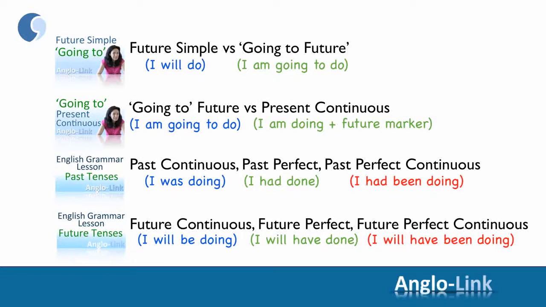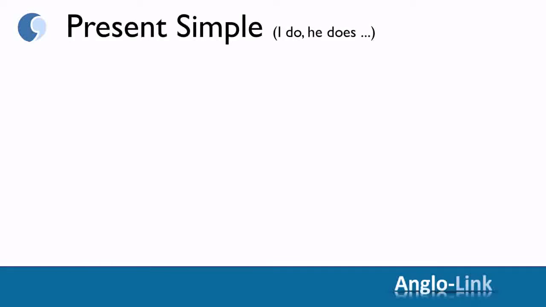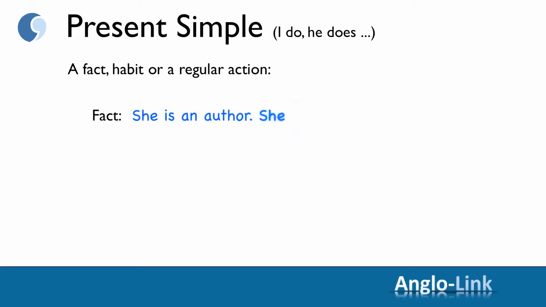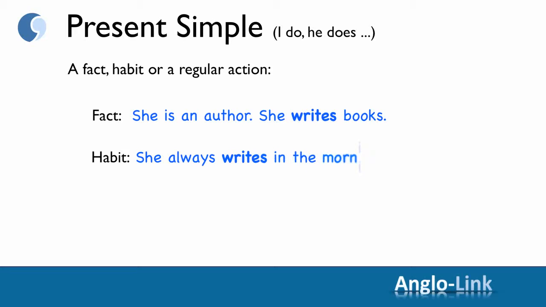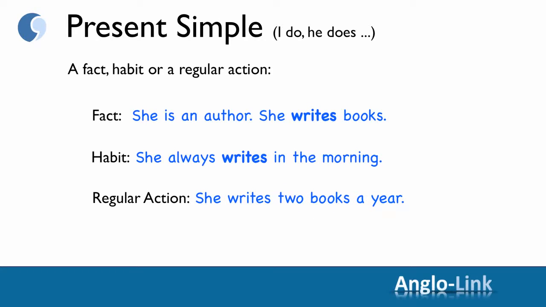So let's start our revision by looking at present simple. I do, he does, etc. As you will remember, the present simple tense indicates a fact, a habit, or a regular action. Let's look at some examples. A fact. She's an author. She writes books. A habit. She always writes in the morning. And a regular action. She writes 2 books a year.